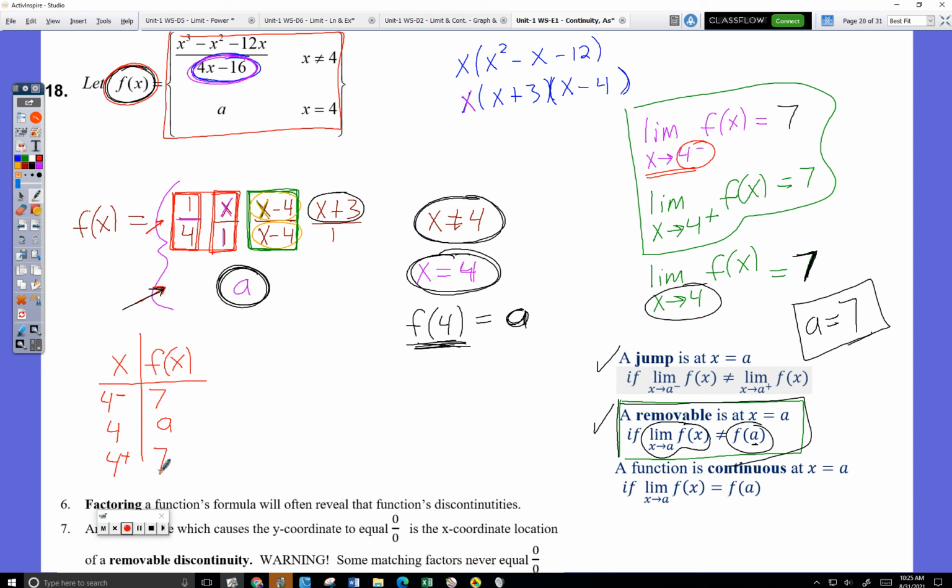But we want all 3 of these to be the same. Because if these 2 are different, we have a jump. If they're different as written, we have a removable discontinuity. When these 2 are the same, but the one in the middle is different, that's a removable discontinuity. We don't want that. So we know that the value of A must be 7 to prevent any removable discontinuity.